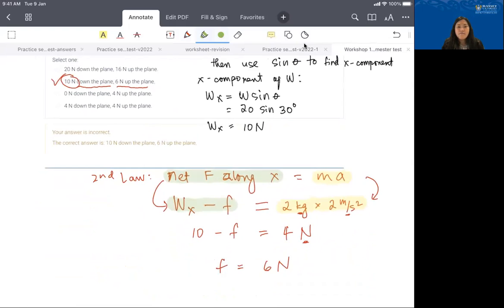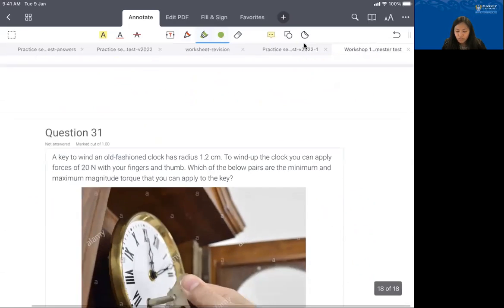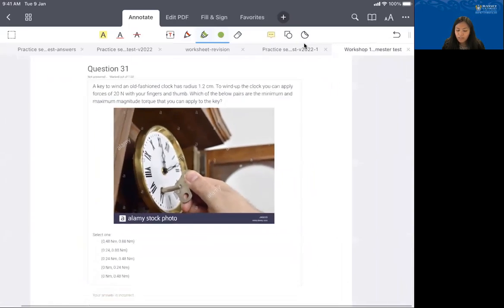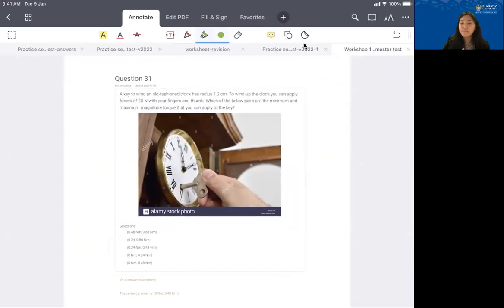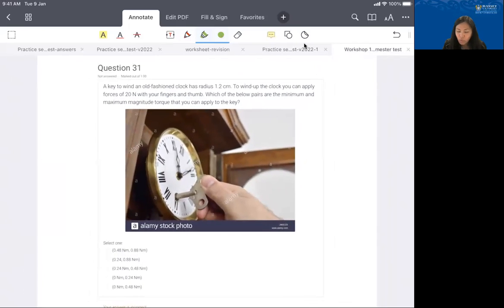Okay, right. So I think that's the question. And maybe let's just answer question 31 as the last question, which is in relation to torques. So this is a torque question.